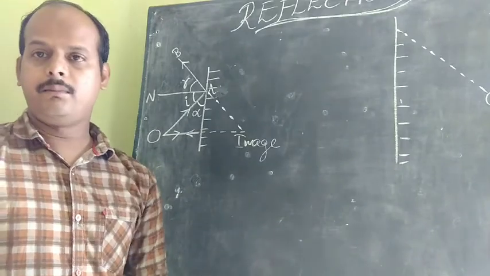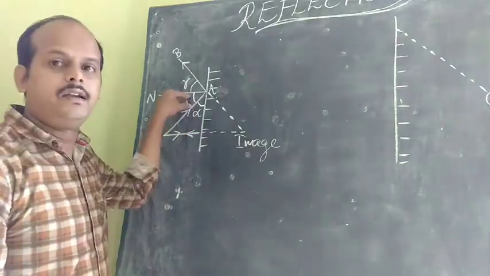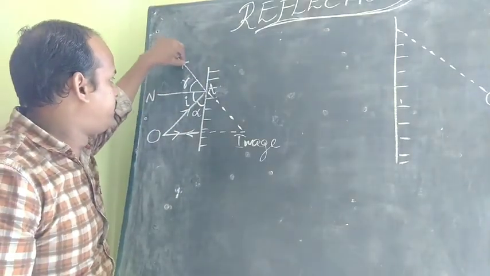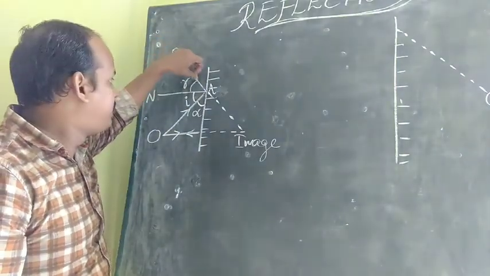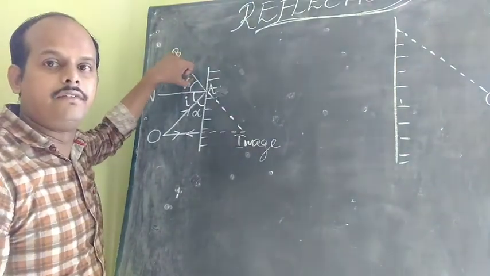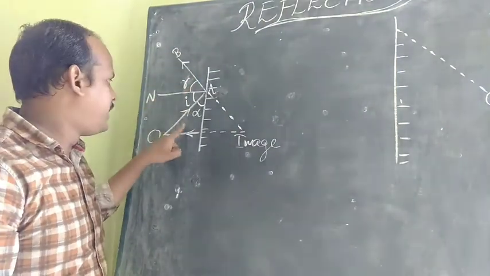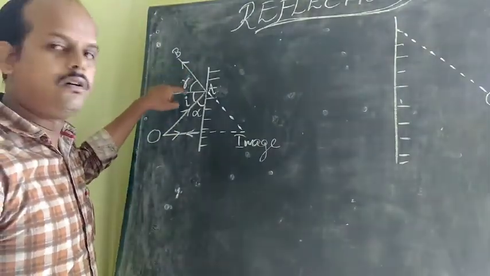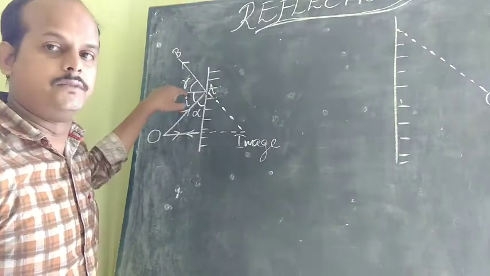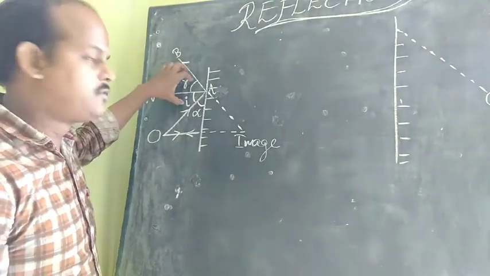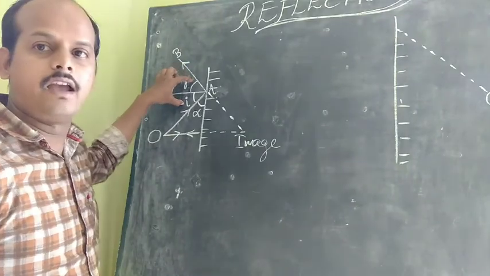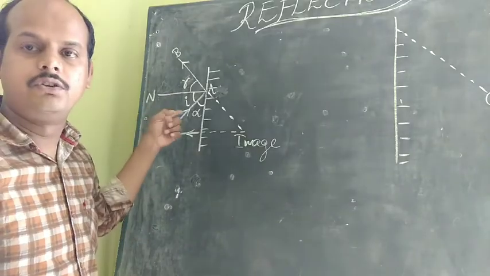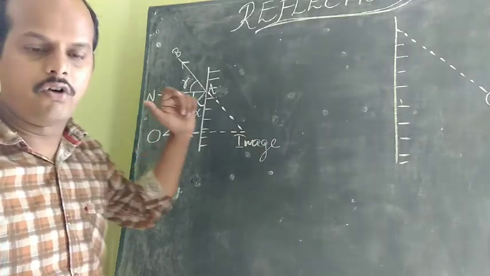When the incident ray makes a certain angle with the normal, that angle is called the angle of incidence, and the reflected ray is moving in a definite direction. Here the angle made by the reflected ray with the normal is called the angle of reflection, small r. Okay, now these two must be equal, that is, angle of incidence equals angle of reflection. That is called the second law of reflection.